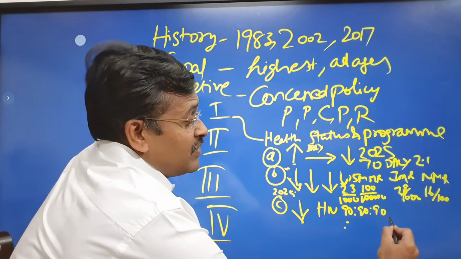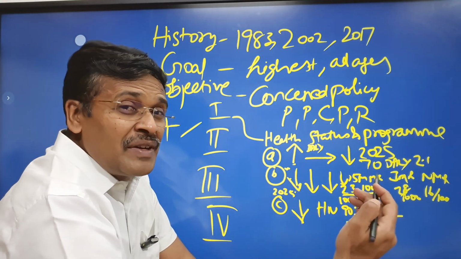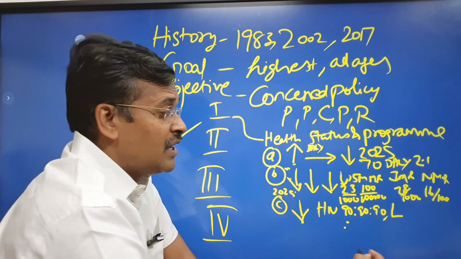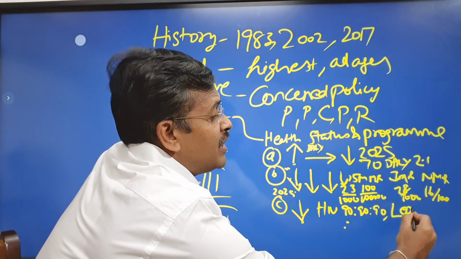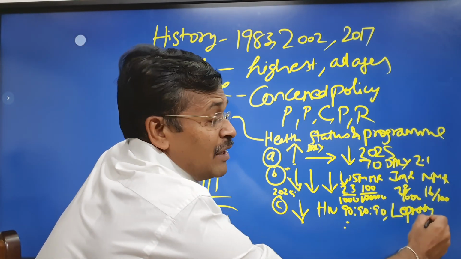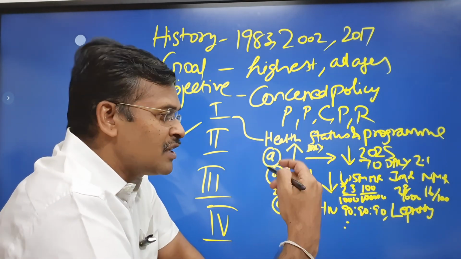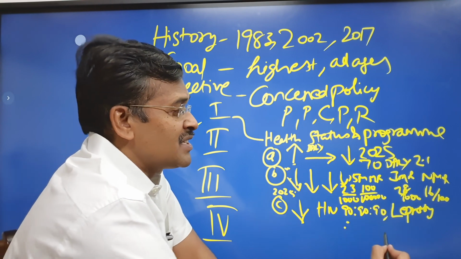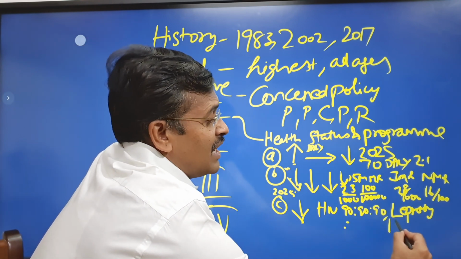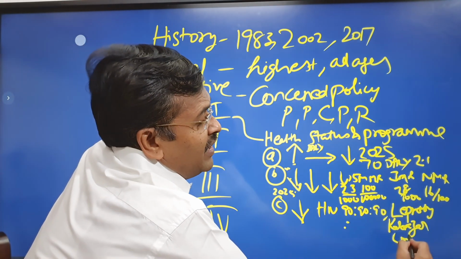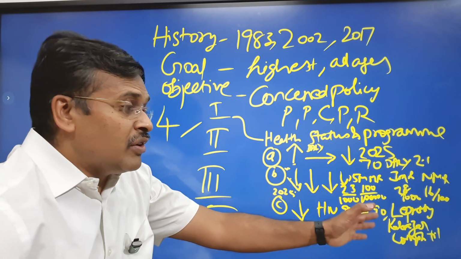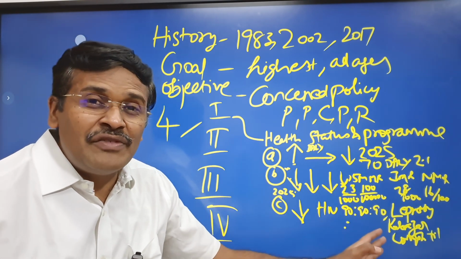Remember, this is often asked. Leprosy is eliminated from India, but we would like to eliminate leprosy even from the endemic pockets. Small pockets of high leprosy situation are there. So in those endemic pockets, we want to see reduction of leprosy, Kala Azar and lymphatic filariasis.